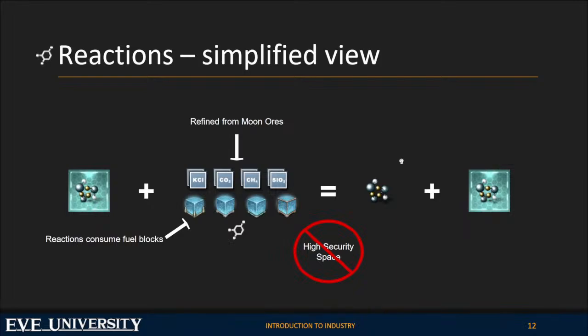And reactions are a specific type of manufacturing, but separate from normal manufacturing. They always consume fuel, and they need refined moon ores.